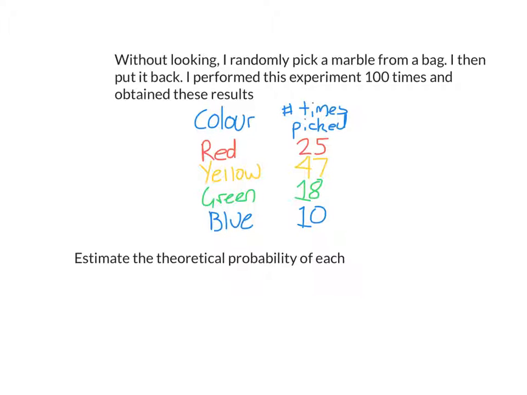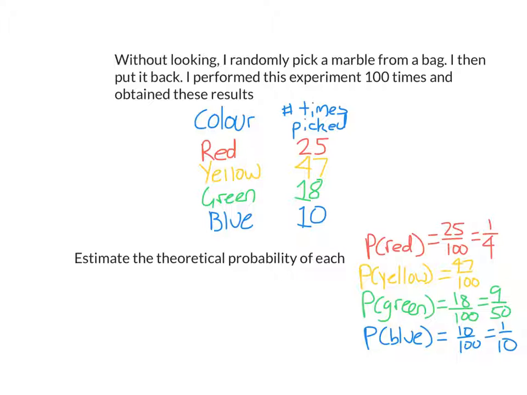So this is where experimental probability can be useful. When we don't know or can't calculate the theoretical probabilities, we can rely on the experimental probabilities. So the experimental probability of picking a red was 25 out of 100. So I can guess that the theoretical probability will be close to 25 over 100, which is a quarter. So similarly for yellow, I can guess that the theoretical probability will be similar to 47 out of 100 or 0.47. It might even be a half. This is just an estimate of the theoretical probability.